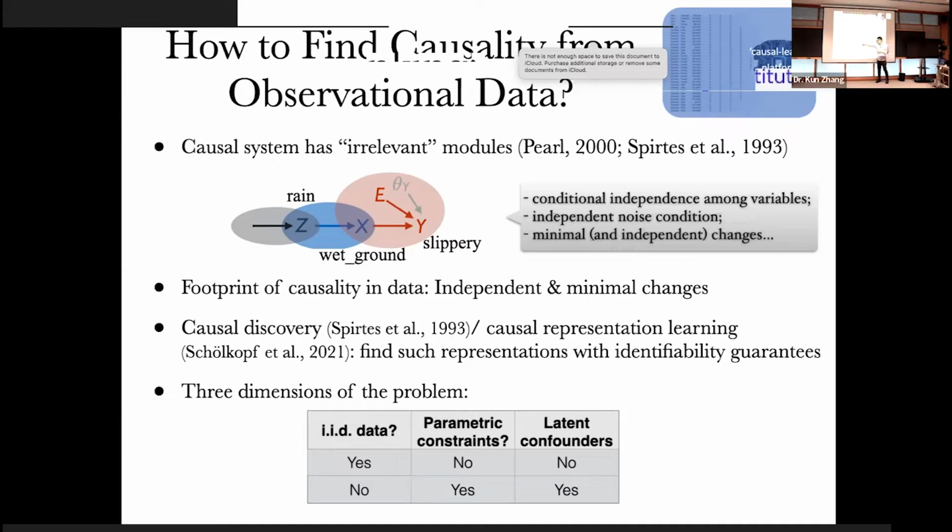So the second dimension is whether you can benefit from parametric constraints on the causal influence. The last one is whether you allow latent confounders in the system. Here by confounder, I mean a direct common cause of at least two variables, right? And by latent confounder, I mean a direct common cause of at least two variables in the system that you don't measure, right? So the latent confounder.